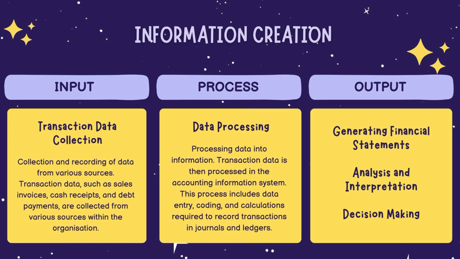There are three steps in output. The first one is generating financial statements, the second one is analysis and interpretation, and the third one is decision making. What is generating financial statements? Generating financial statements, or generating financial reports, is the process where data is used to generate financial reports such as balance sheets, income statements, and cash flow statements. These reports provide an overview of the company's financial performance.